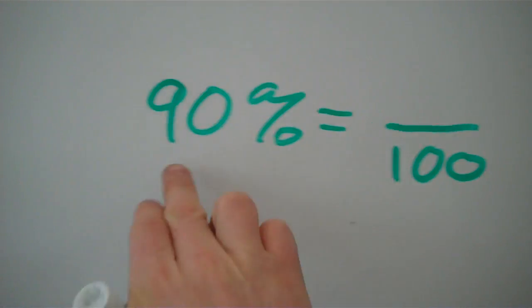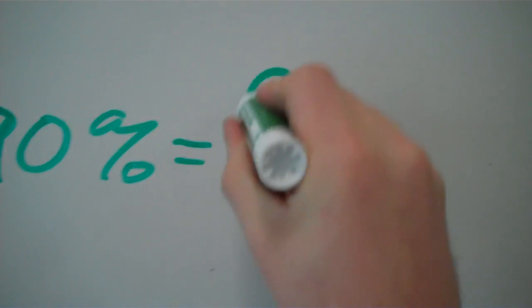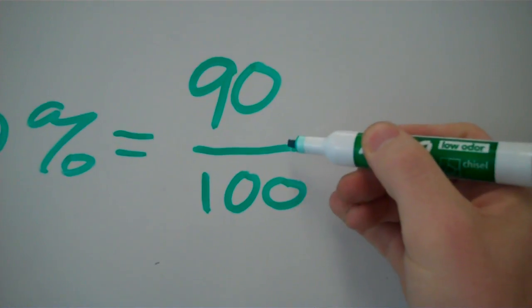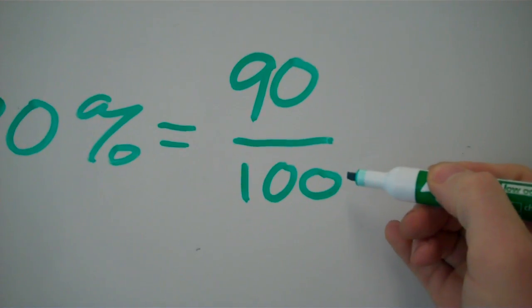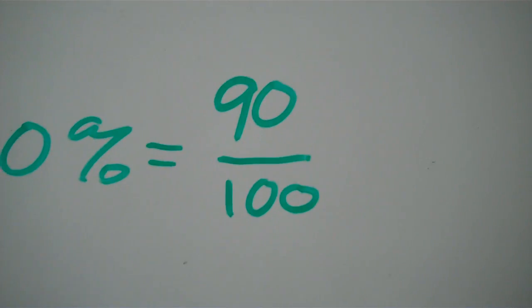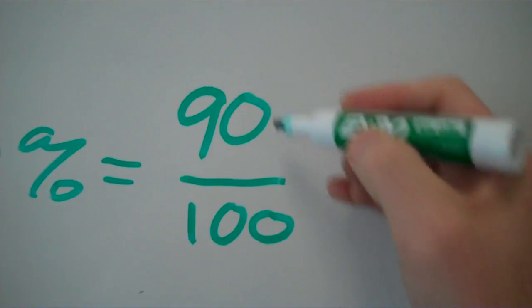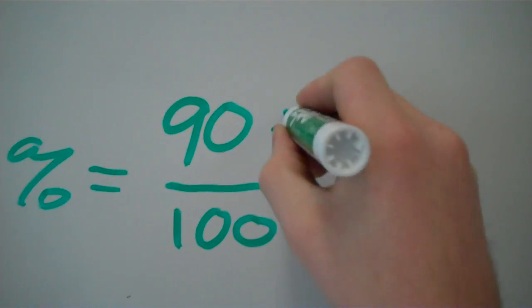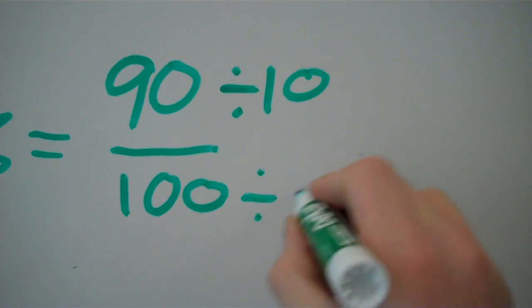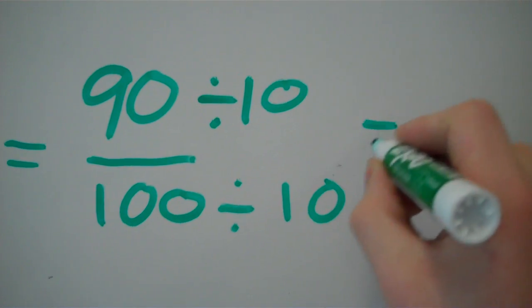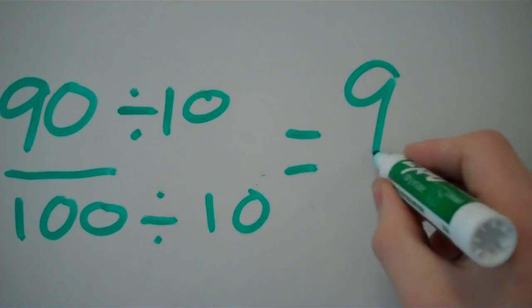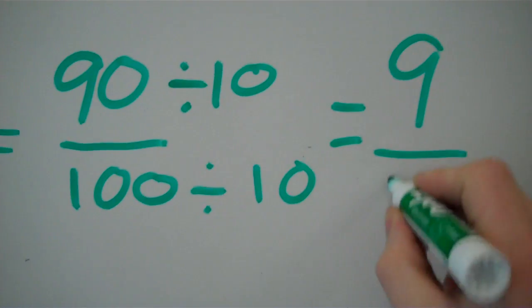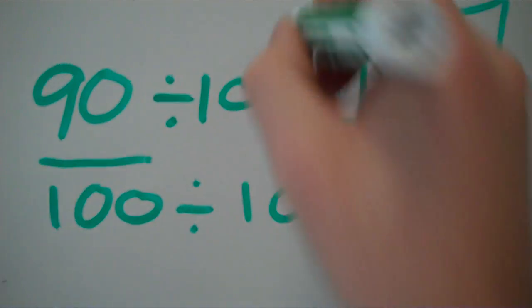It means per 100. So 90% would be like 90 per cent. 90 per cent. Cent means 100. We learned that today in class too. And then all we have to do is make sure we simplify. If I have any numbers that end in 0, I can always divide those by 10. Got to do the same thing to the top that I do to the bottom. 90 divided by 10, I get 9. And 100 divided by 10, I get 10. For a simplified fraction of 9/10.